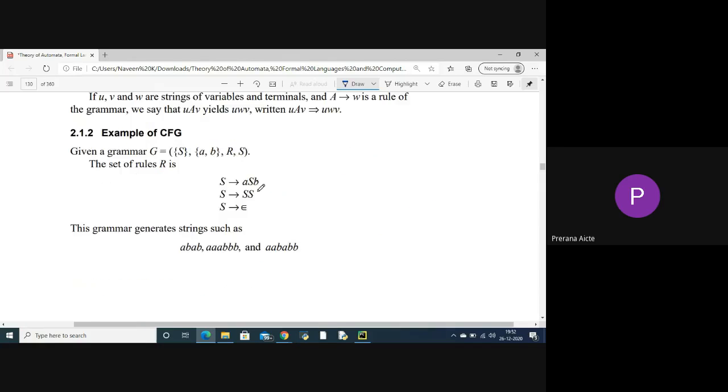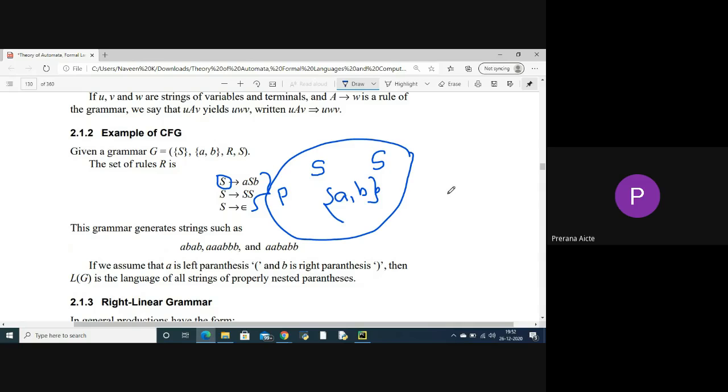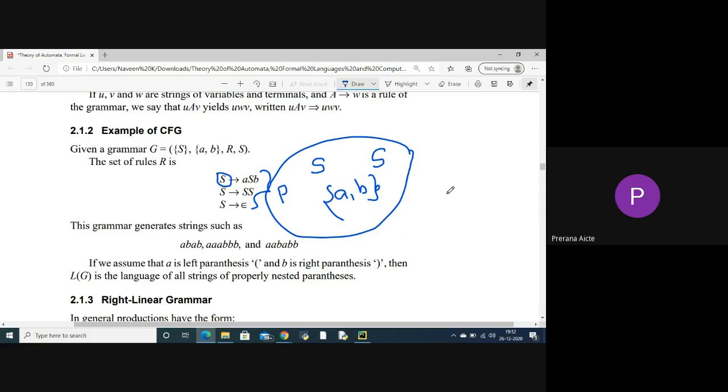Here is an example of a context-free grammar. In this grammar, we have the starting symbol S, and we have these three productions. Coming to non-terminals, we have only one capital symbol, which is also S, and coming to terminal symbols, we have only the small symbols a and b. These four come under the context-free grammar.